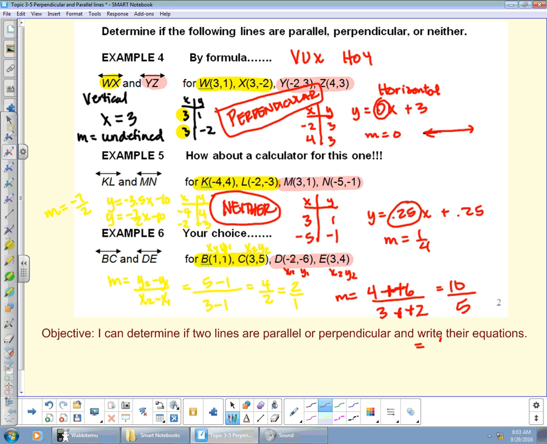And that's going to simplify to 2 over 1. And so m equals 2 over 1. And it also equals 2 over 1 here. And so these are parallel because their slopes are equal.